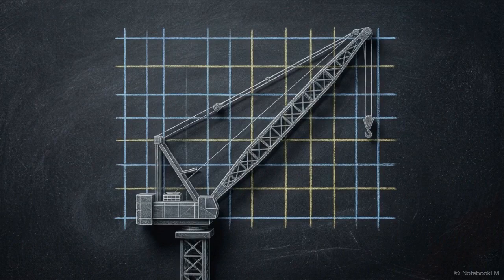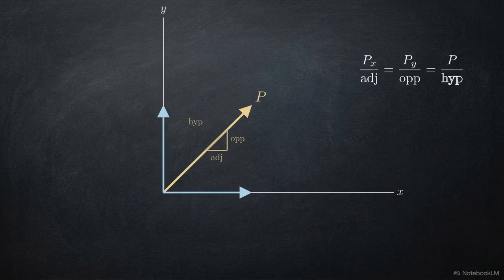To manage these calculations, we use Cartesian resolution to replace angled physical vectors with strictly orthogonal values. This 2D Cartesian plane shows an angled force, P. By defining the vector's geometric slope, the adjacent, opposite, and hypotenuse sides, we use similar triangles. We solve for horizontal and vertical components by scaling the total force against these geometric ratios.